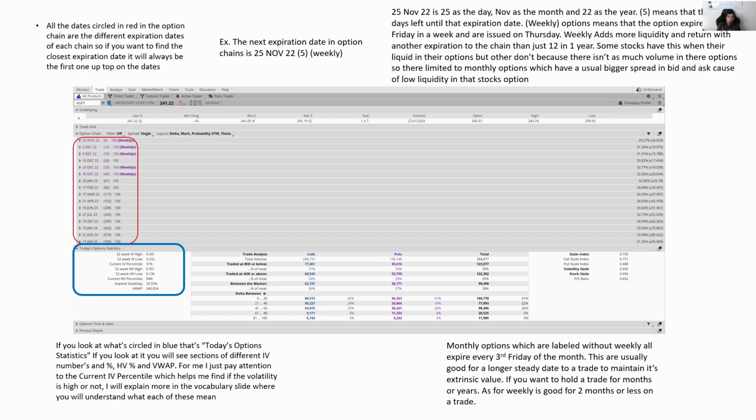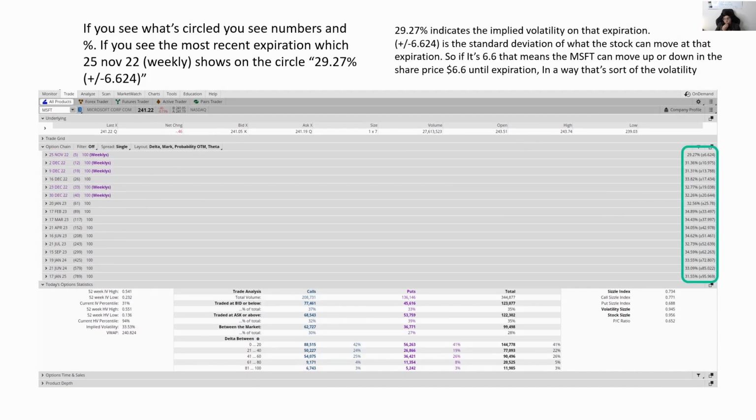Again, monthly options are always going to be options that won't say weekly. Usually in Thinkorswim they would just be gray, but they won't say weekly. Weekly options are always going to say weekly. Now this is also very important. If you see this area, these numbers on the right side of the option chain, you're going to see these different numbers.